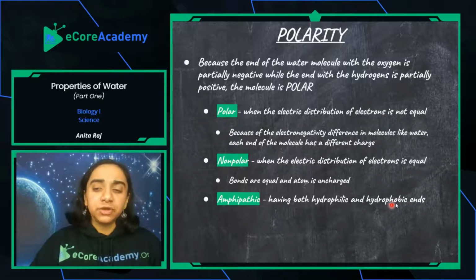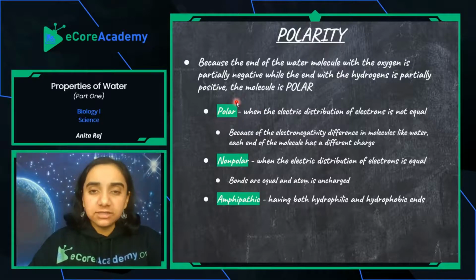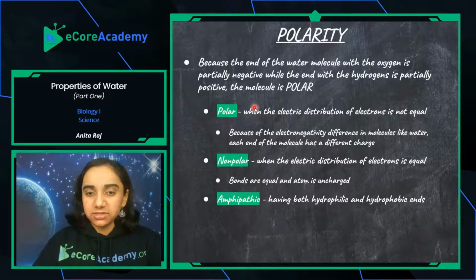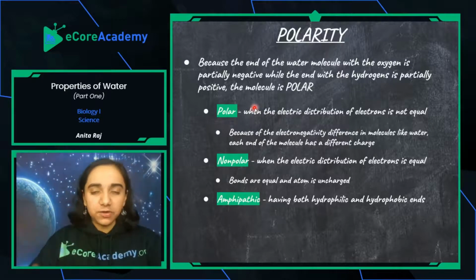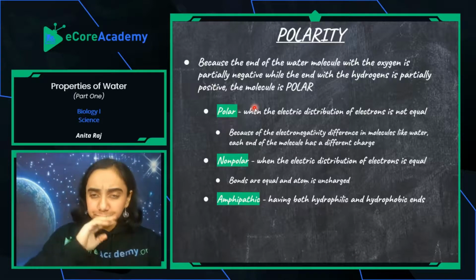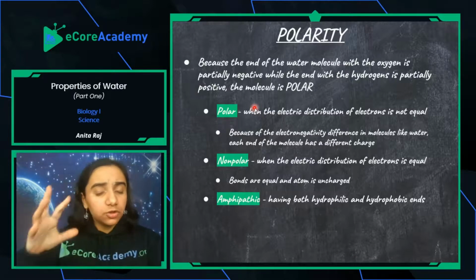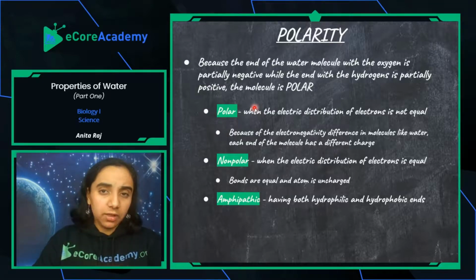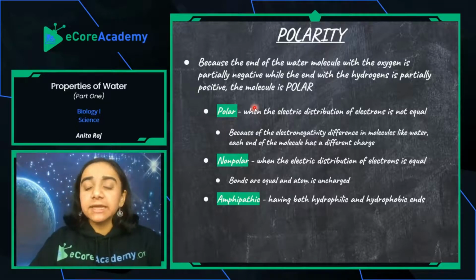You guys should get familiar with these words because they're going to come up quite a bit when we talk about water. So hydrophilic molecules are going to be polar molecules. The reason they're polar is because water itself is a polar molecule. And what happens is polar molecules like other polar molecules. Nonpolar molecules like other nonpolar molecules. However, polar molecules don't like nonpolar molecules, and nonpolar molecules don't like polar molecules. It goes with the saying, like dissolves like.